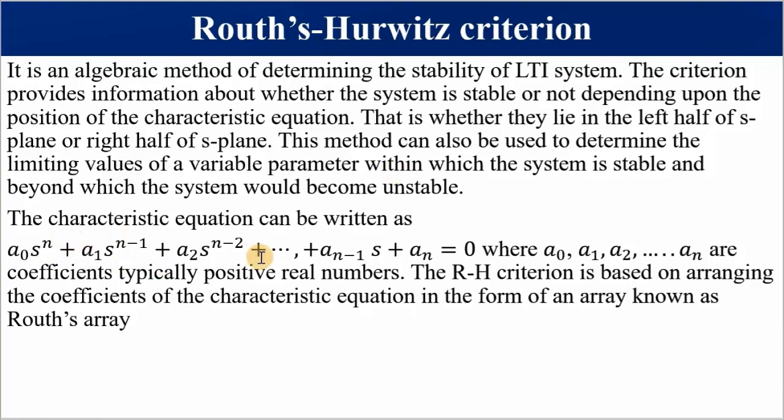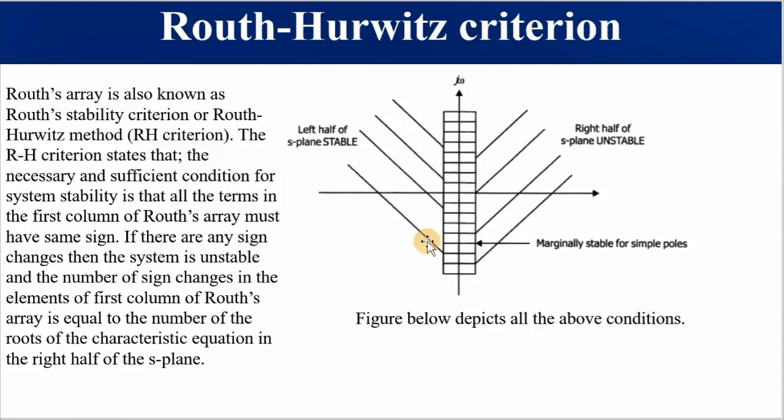This is our characteristic equation with the descending powers of S, and A0, A1, and so on are our constants. We have exhausted the left half of the S-plane, and we are saying if the pole is located in the left half, the system is stable. On the right half, the system is unstable. On the j-omega axis, the system is marginally stable.